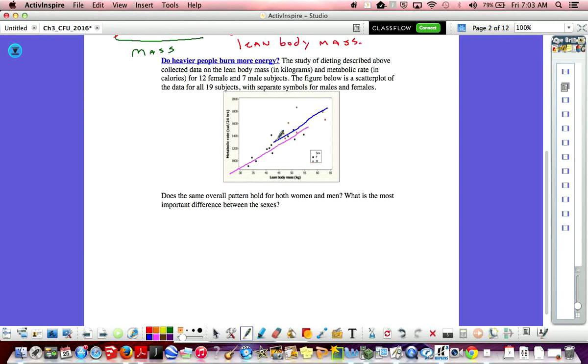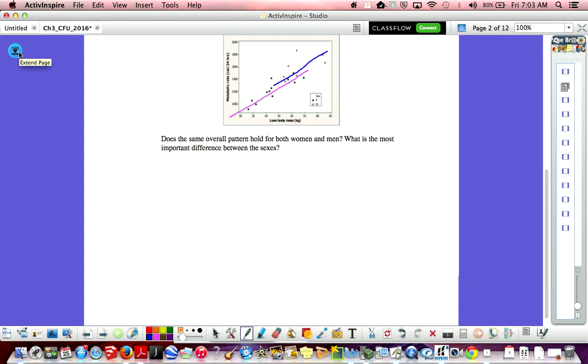They both have fairly the same linear pattern, positive and linear. The strength for women is a little bit better, much closer to the line than it is for men. So that's basically our key difference.